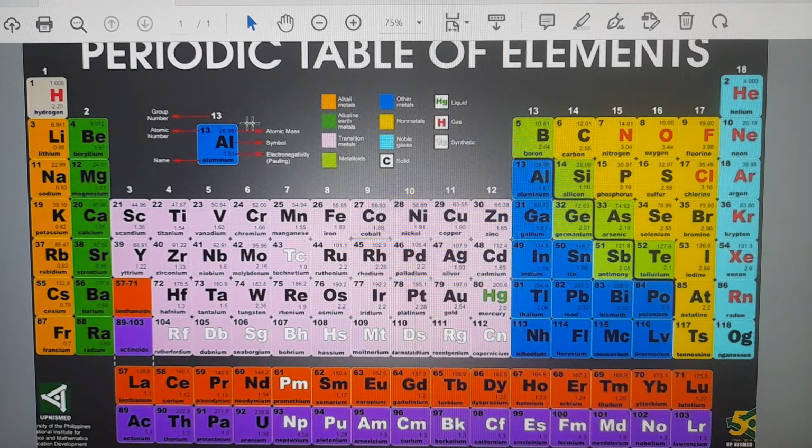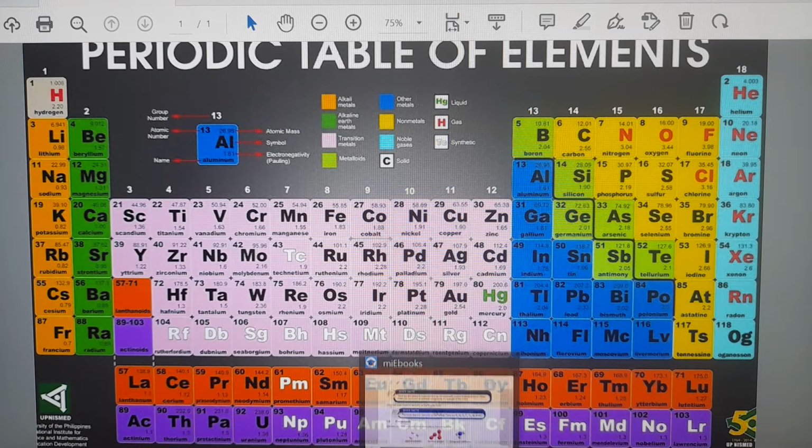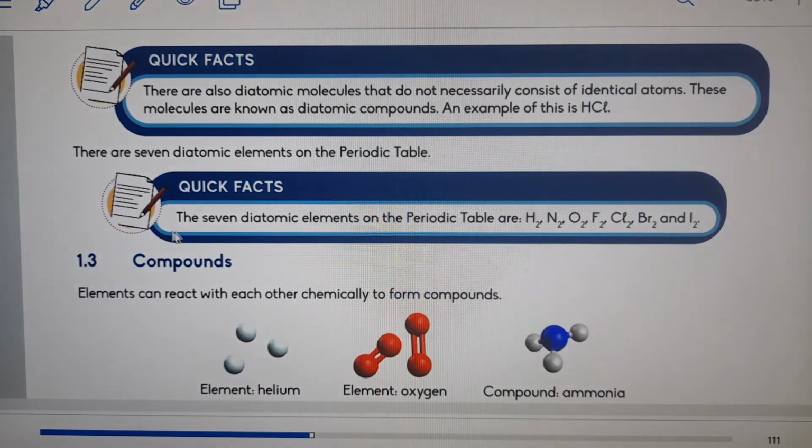So our diatomic molecules are hydrogen, nitrogen, oxygen, fluorine, chlorine, bromine, and iodine. Okay, so you see them in the periodic table. You must know that they are diatomic molecules because they have two atoms that are identical, or the same. Okay, so please know these diatomic elements. And now we are done with elements.